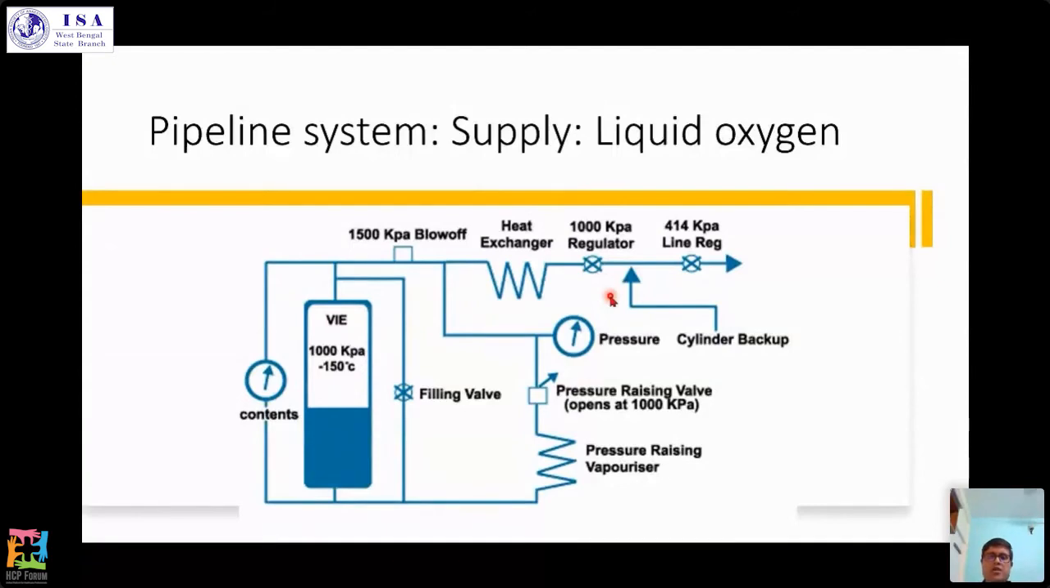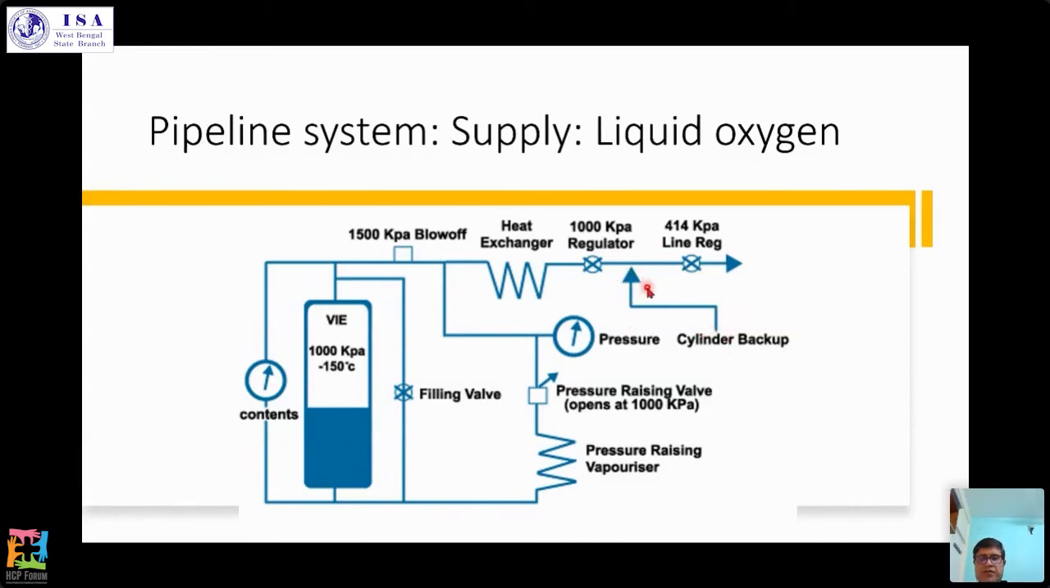Pressure regulators are always multiple in number because we want to have more precise control over the pressure of the gas that we are putting into the pipeline. If we have a single pressure regulator with a very large jump, then precise control is difficult. So there is a first regulator which brings it down to 1000 kilopascals, and then the next brings it to 440 kilopascals. So 440 kilopascals is somewhere around 55 to 60 pounds per square inch.